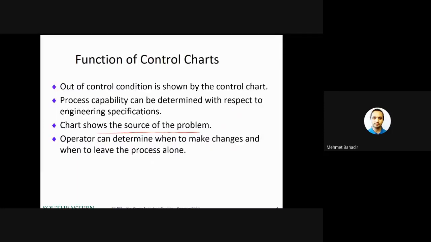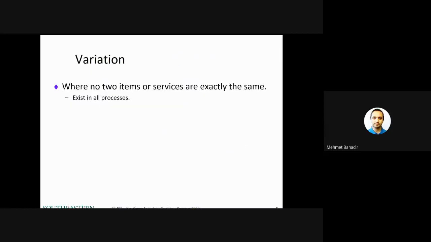So that's the most important, significant feature of variable control charts: what happened and when it happened that changed.